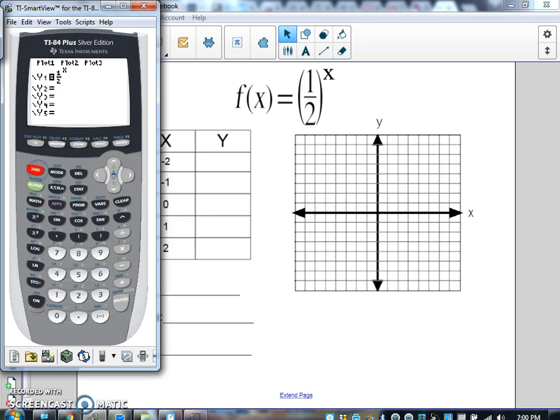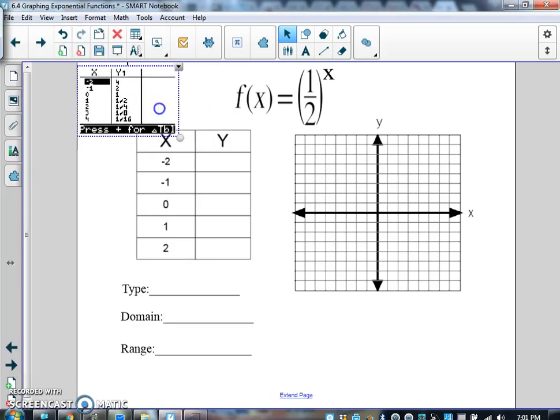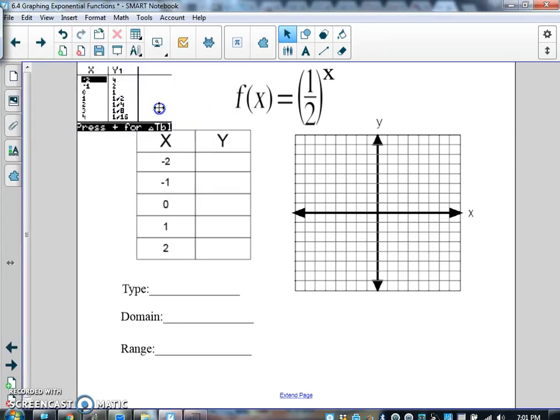Now we're going to go and graph it. Actually, we're going to bring up the table, so sorry. We're going to go to second graph to bring up our table, and we're going to look at some of these values here. An input of -2 gives me an output of 4. An input of -1 gives me 2. An input of 0 again gives me 1.